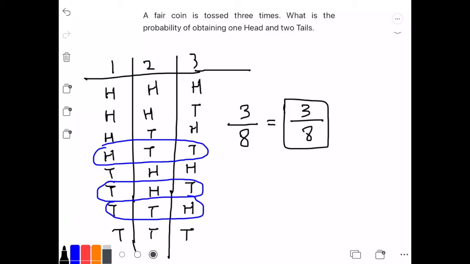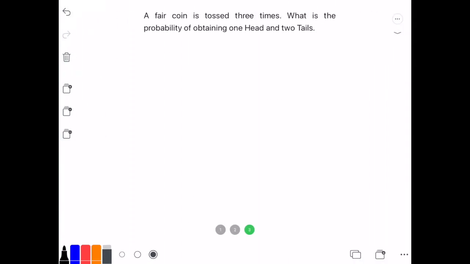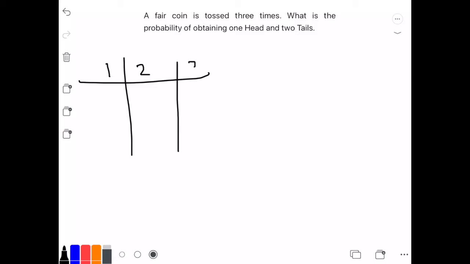But I'm going to show you another way because it's not efficient when you toss a coin 16 times, because we're not going to write down all the possible outcomes. So the second way is also having 3 columns. And then we have heads and tails, because when we flip a coin, there's going to be an outcome of heads or tails, and then heads or tails, and heads or tails.